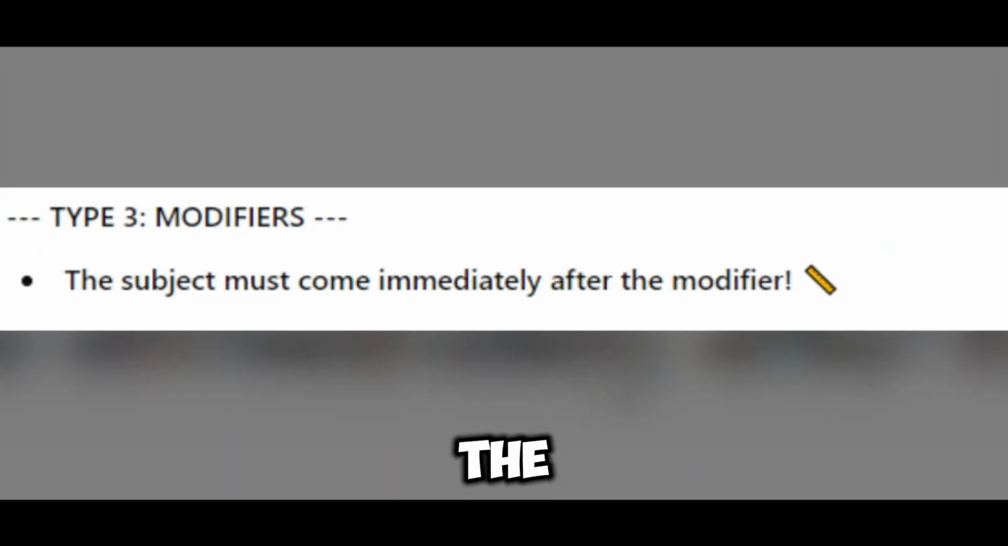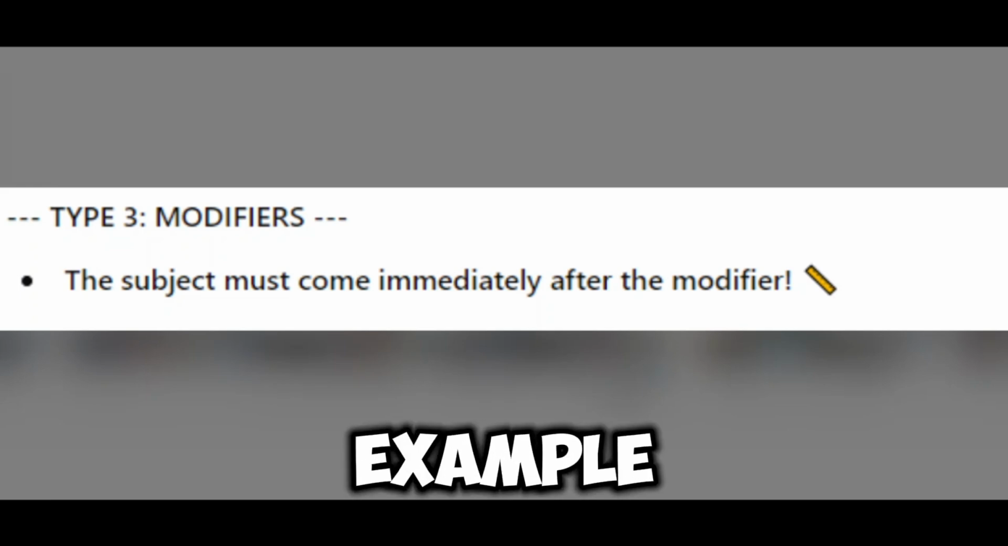Alright, moving on to the next type, which is modifiers. For me, I think personally this is the easiest type, and this question takes me the least amount of time. I'll show you how. The subject must come immediately after the modifier. So in this type of question, we just have to look for the subject and boom, we get the answer.